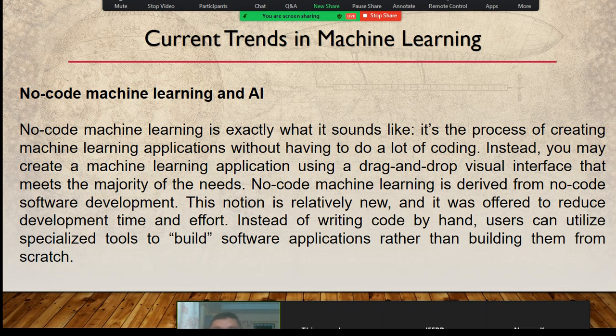It was offered to reduce development time and effort. Instead of writing code by hand, users can utilize specialized tools to build software applications rather than building them from scratch.